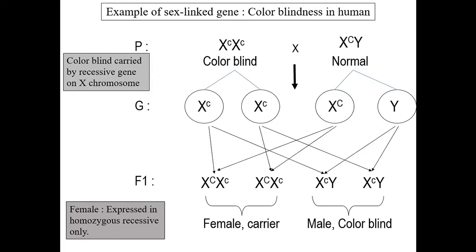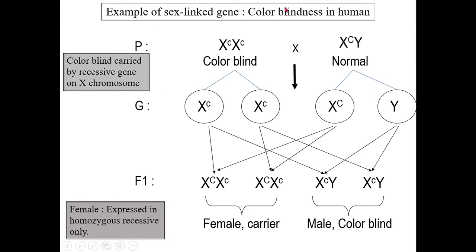And here is an example genetic diagram for color blindness in humans. Similar to the hemophilia earlier, this one also depends on the situation. It can be from the mother or from the father. But for this diagram here, the example it gives us is a colorblind mother and a normal father. So as you can see, from the mother, all gametes have the recessive gene.